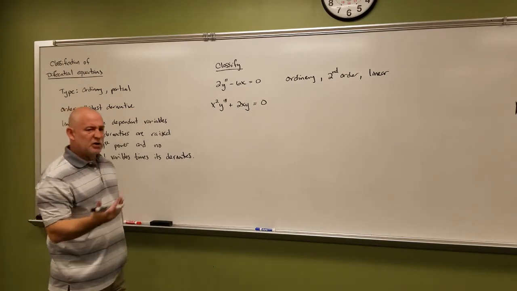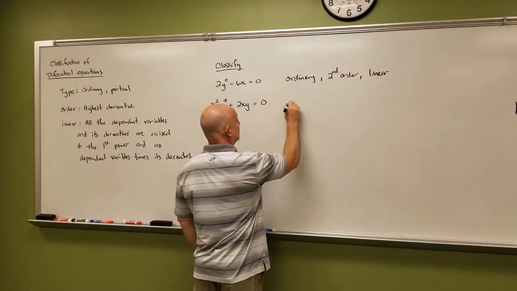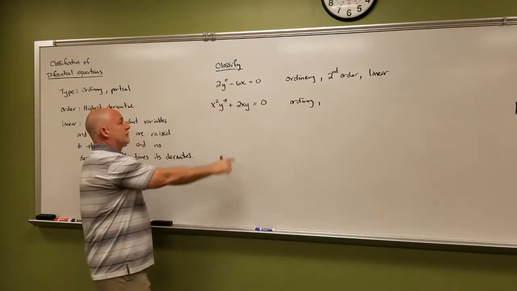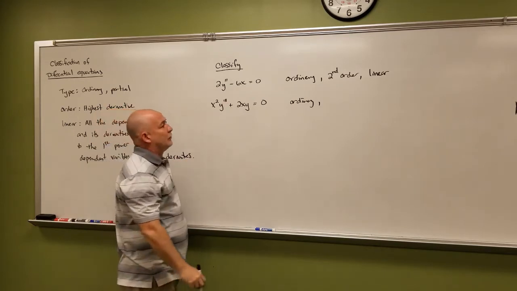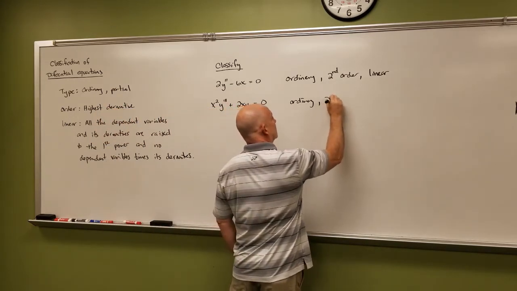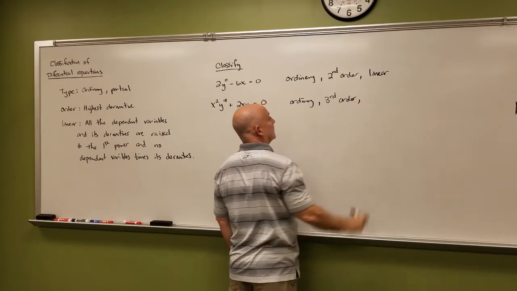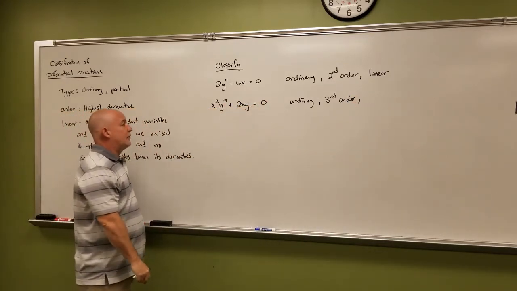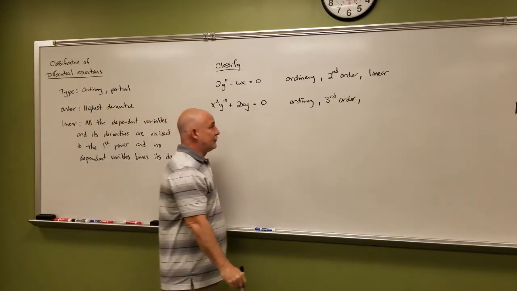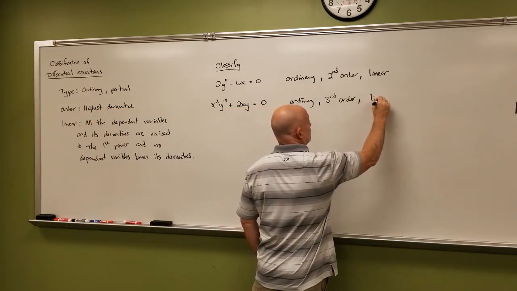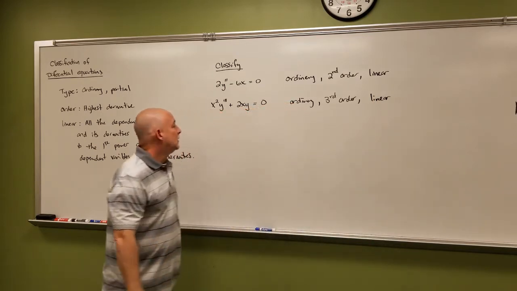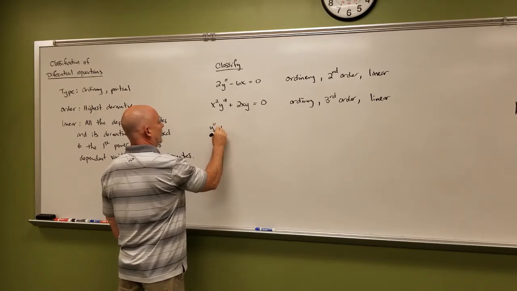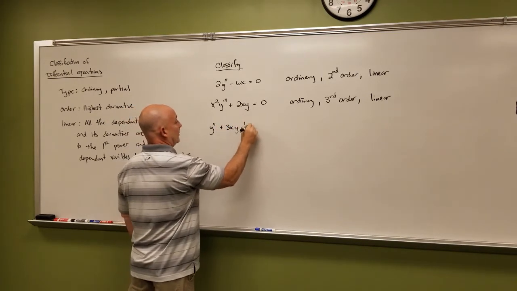Again, pretty much always in this course, this is ordinary. Since the highest derivative I see here is this triple prime, this would be third order. And is it linear? Well, I don't have any y's raised to powers or any y's times y stuff, so this is also linear. Let's do one more here. What if I said y double prime plus 3xy y prime is equal to 0?